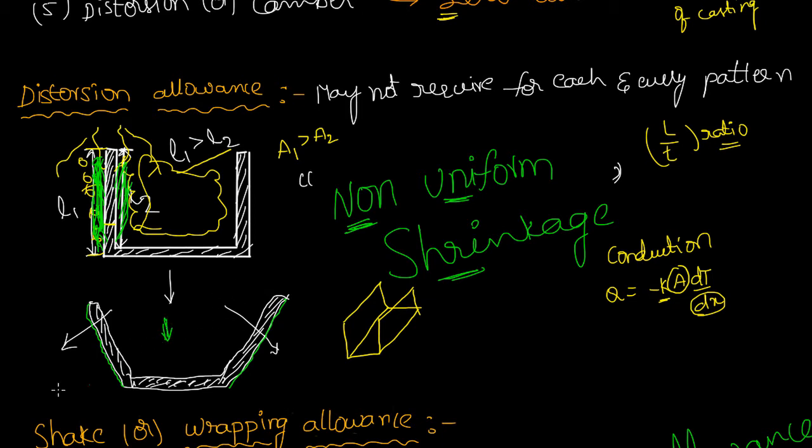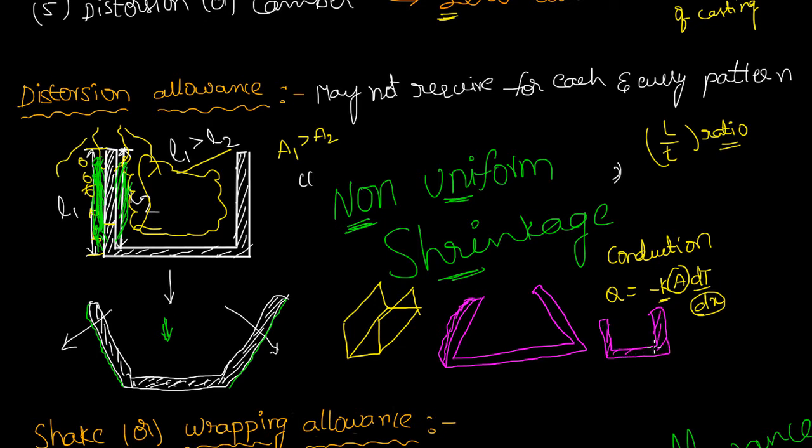So how do we design the casting? It's a simple technique. Just make the pattern like this, right? Just make the pattern like this. Now allow it to solidify there. After solidification, what will happen? This surface has a higher surface area, we know, because the length is more. So it will shrink. After shrinking, it will come to exactly this shape. That is what we required, right?